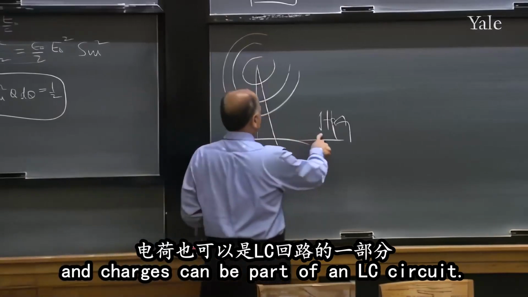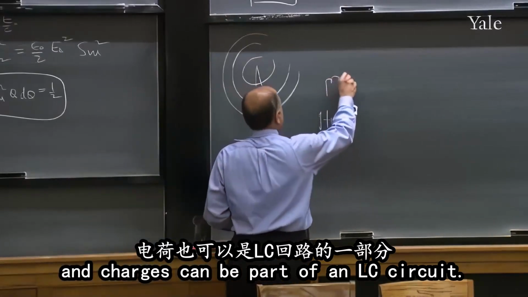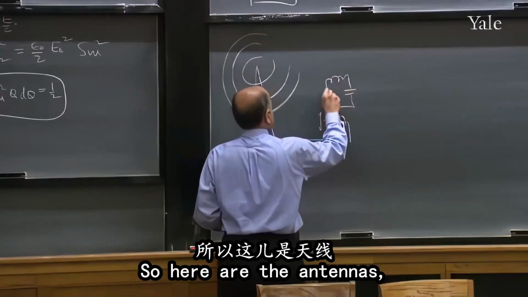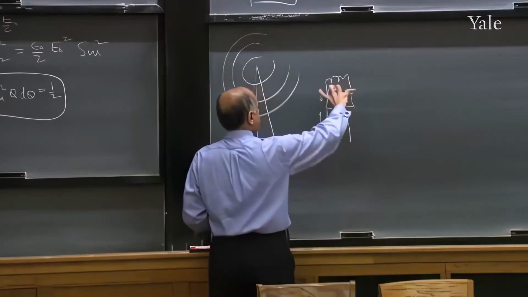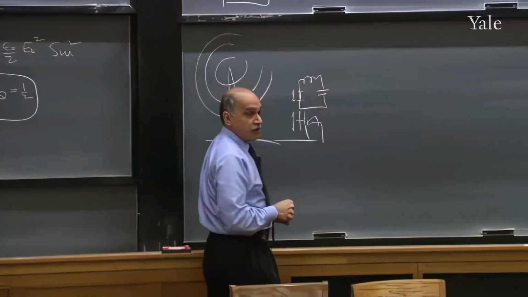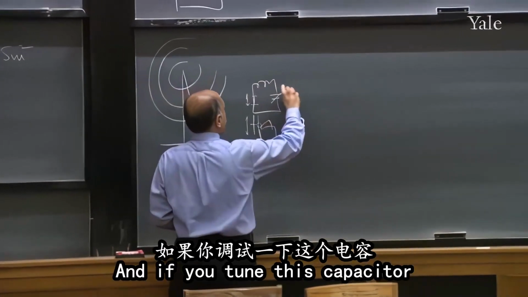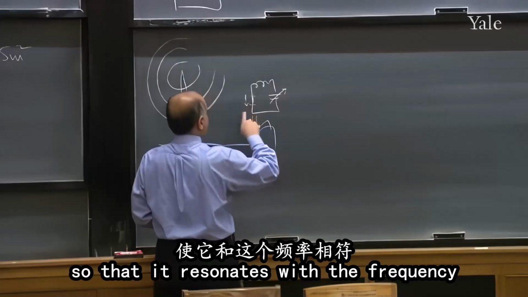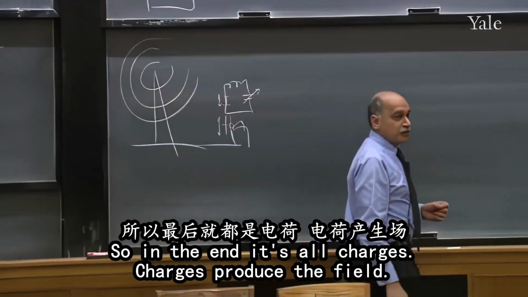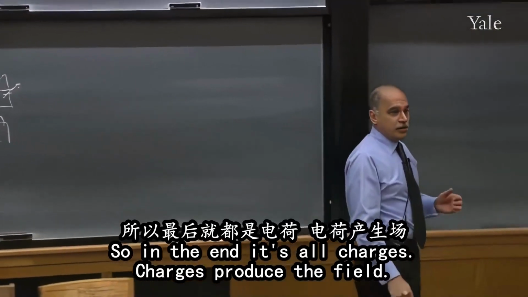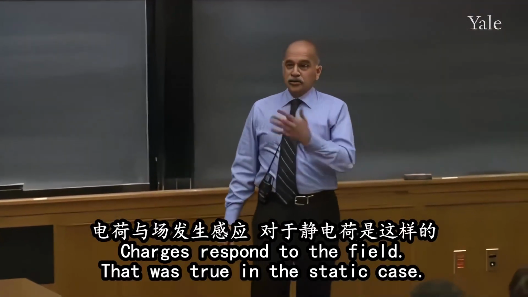And that charges can be part of an LC circuit. So here is the antenna, if you like, part of the circuit. As the charges go up and down, the AC current will try to flow here. And if you tune this capacitor so that it resonates with the frequency, you will get a hefty signal from the radio station. So in the end, it's all charges. Charges produce the field, charges respond to the field.